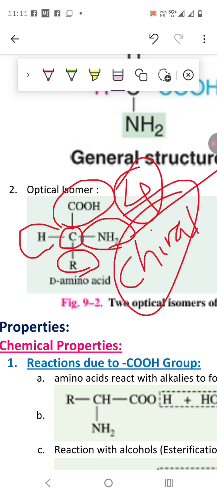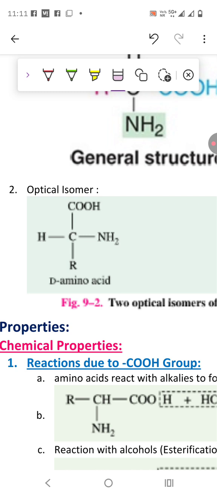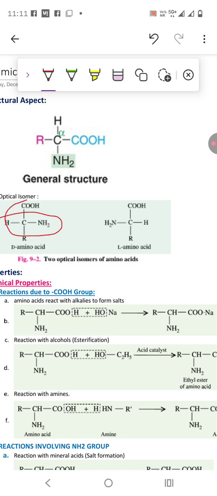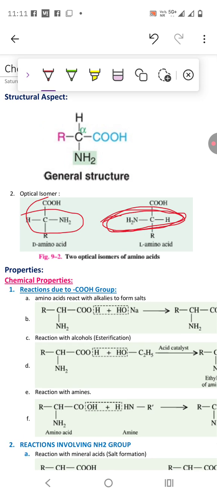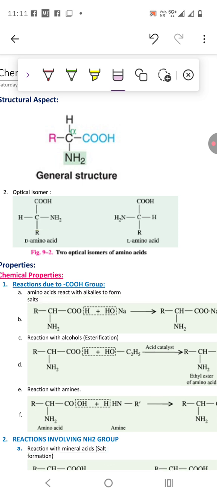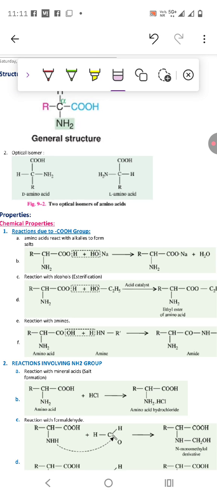And because of this chirality, this carbon can rotate, forms this. That's why amino acids have D and L forms. That's it. Clear? Next, this was the structural part. Next, move to properties first. The chemical properties.